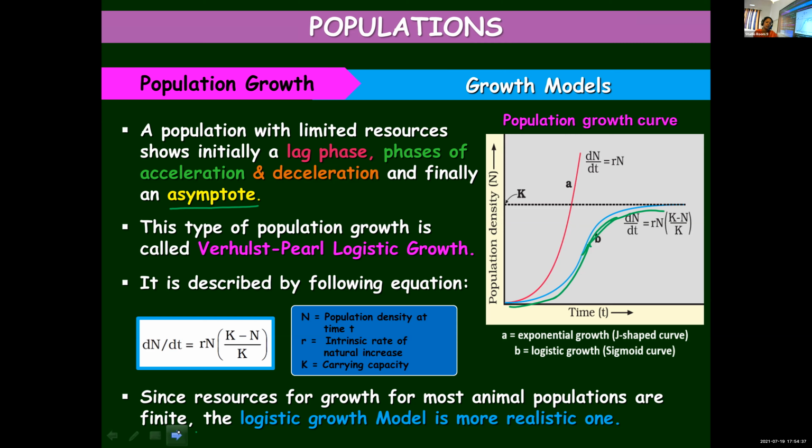Logistic growth curve is considered to be more realistic because in reality, in most of the animal populations, resources are not unlimited. They are limited. So availability of resources is a limiting factor. It influences the increase and decrease in the population size.